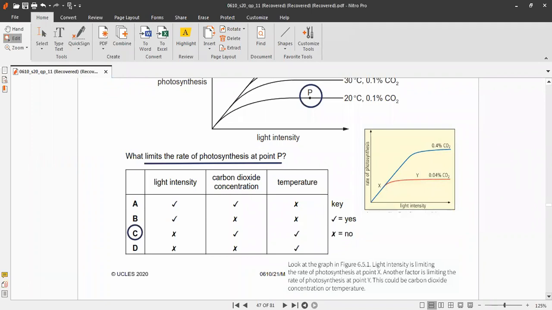Light intensity is limiting the rate of photosynthesis at point X. But another factor is limiting the rate of photosynthesis at point Y. This could be carbon dioxide concentration or temperature. So the correct answer is C.